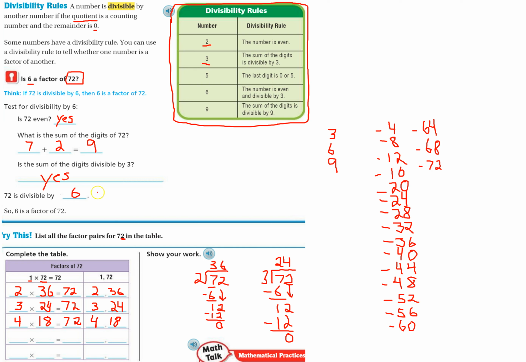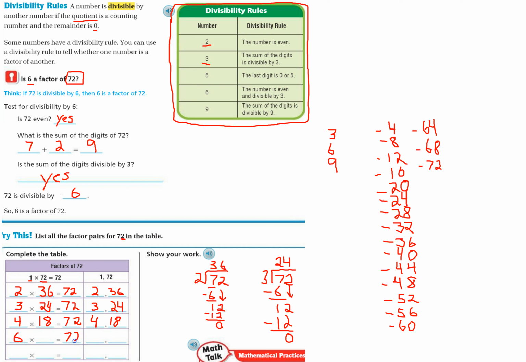Okay, 6 we already did. So we know 6 is going to work. That's what we did up here, and there's a rule for that. The number is even and divisible by 3. Well, it is even, and we already know it's divisible by 3 because we did that up here. So we also know 6 is going to work. Now, 6 times what gives me 72?